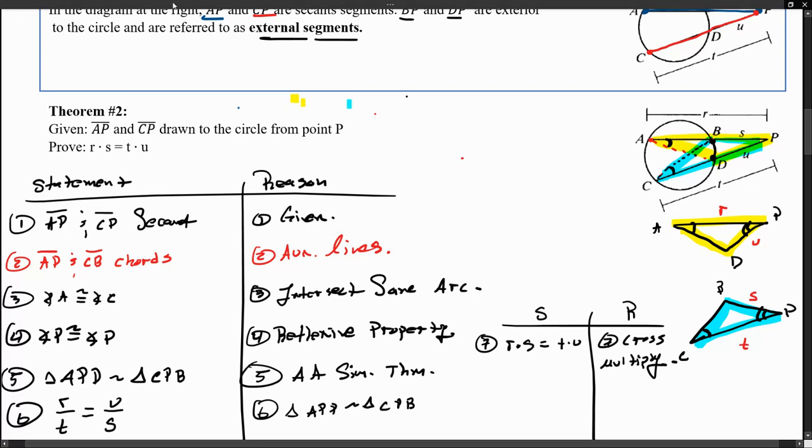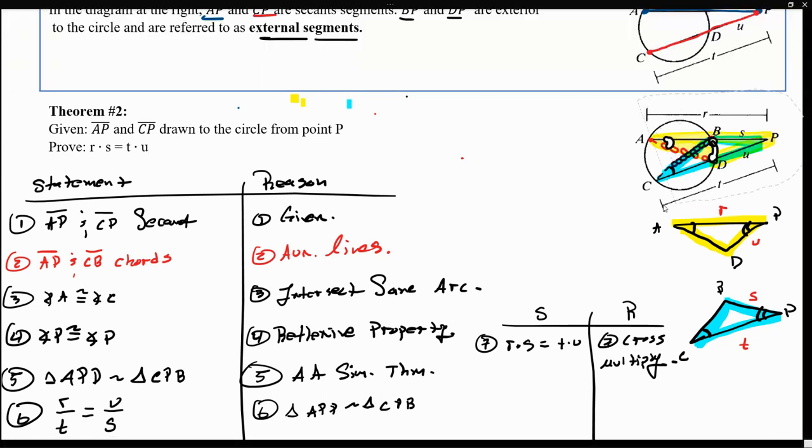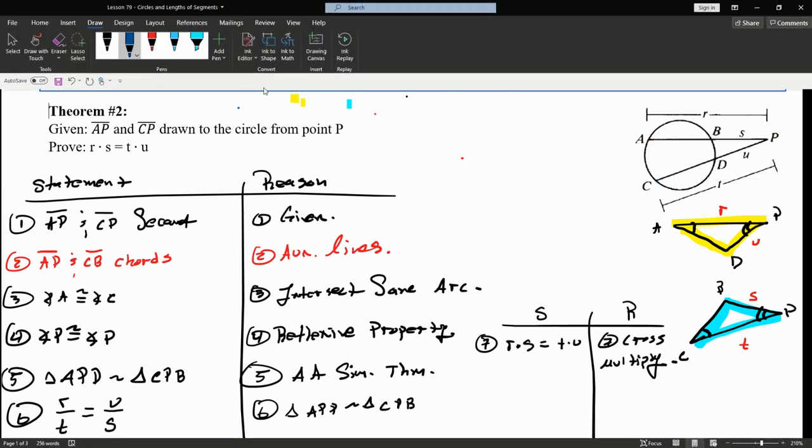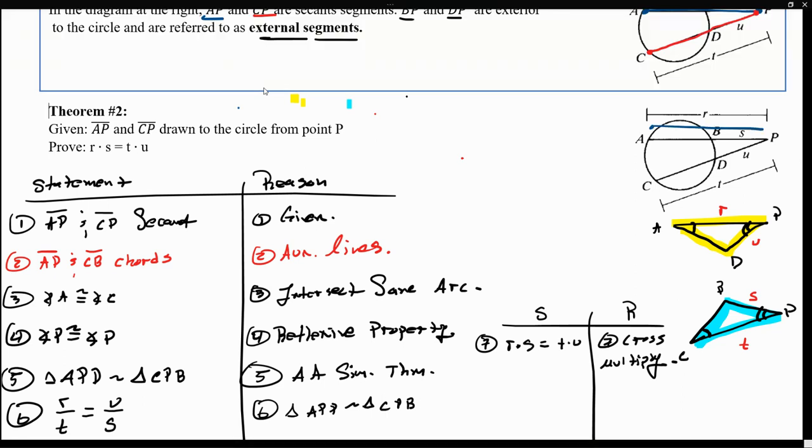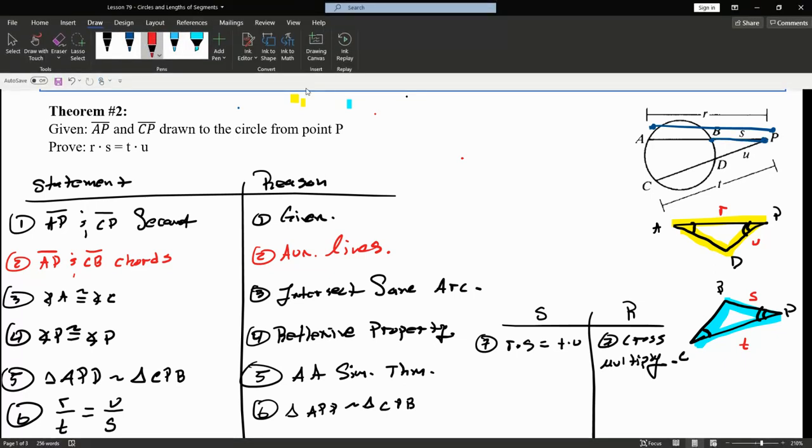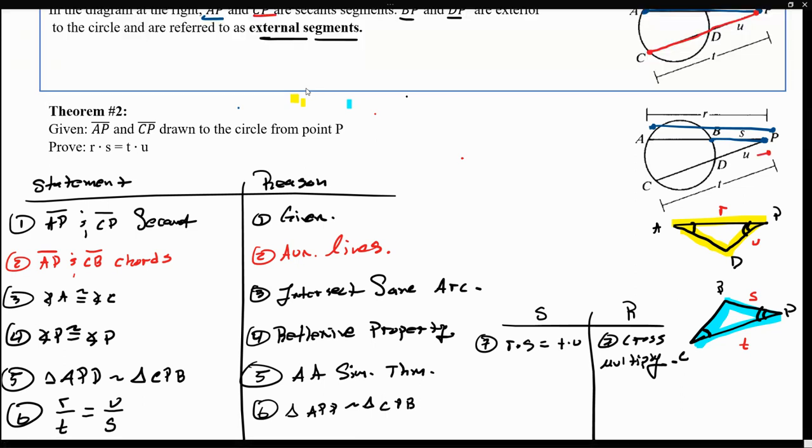Now let's recap what we have just shown. What we have shown is that whenever we have two secant lines, if I take the whole segment of one secant line and multiply it by the exterior part of that same secant line, that multiplication is going to be equivalent to the multiplication of the other secant line times the exterior part of that secant line. And that's exactly what we have just shown here.